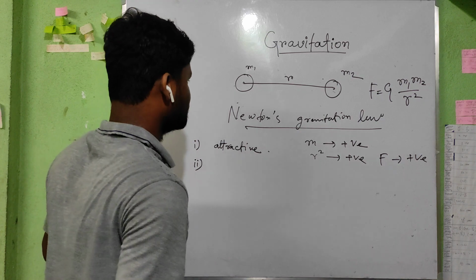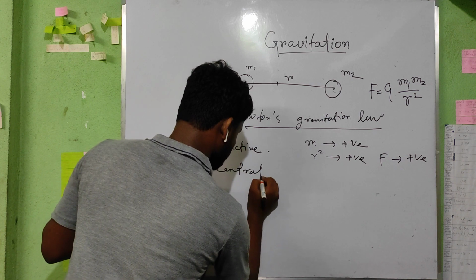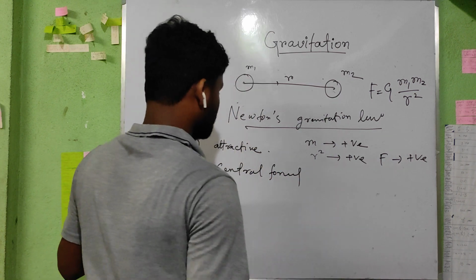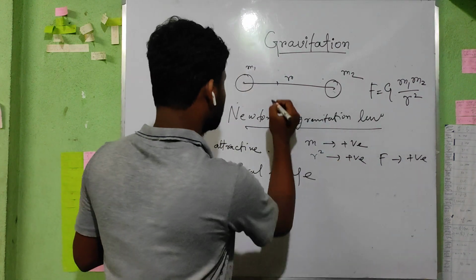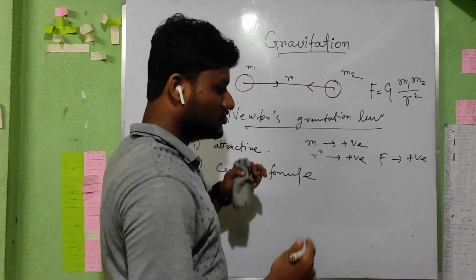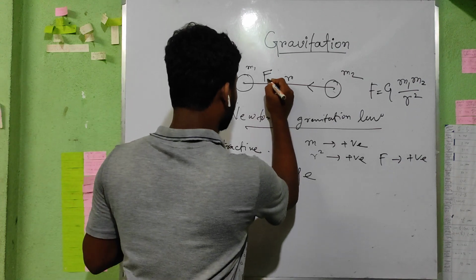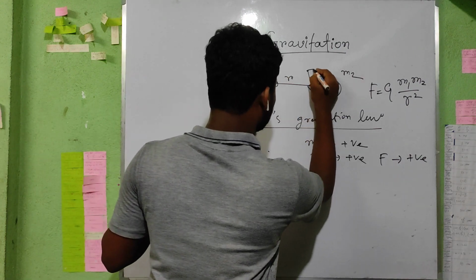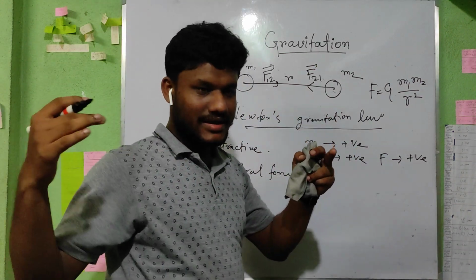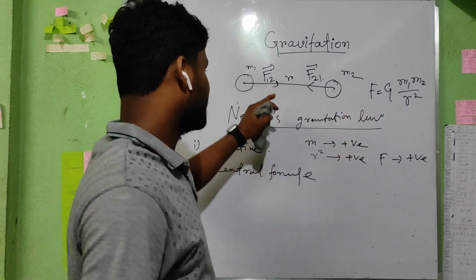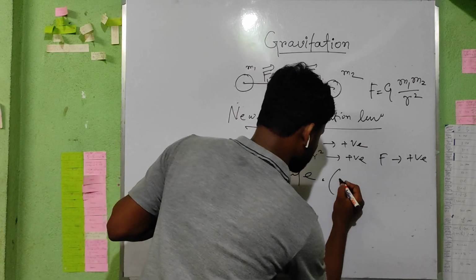Second one, it's a central force. What is a central force? We will come to that. Central force means the force is in the direction of their joining line. This is the force on 1 due to 2 and this is the force on 2 due to 1. If the force is only along the direction of the joining line, that will be called a central force. And one of the most important features of a central force is that it is conservative.